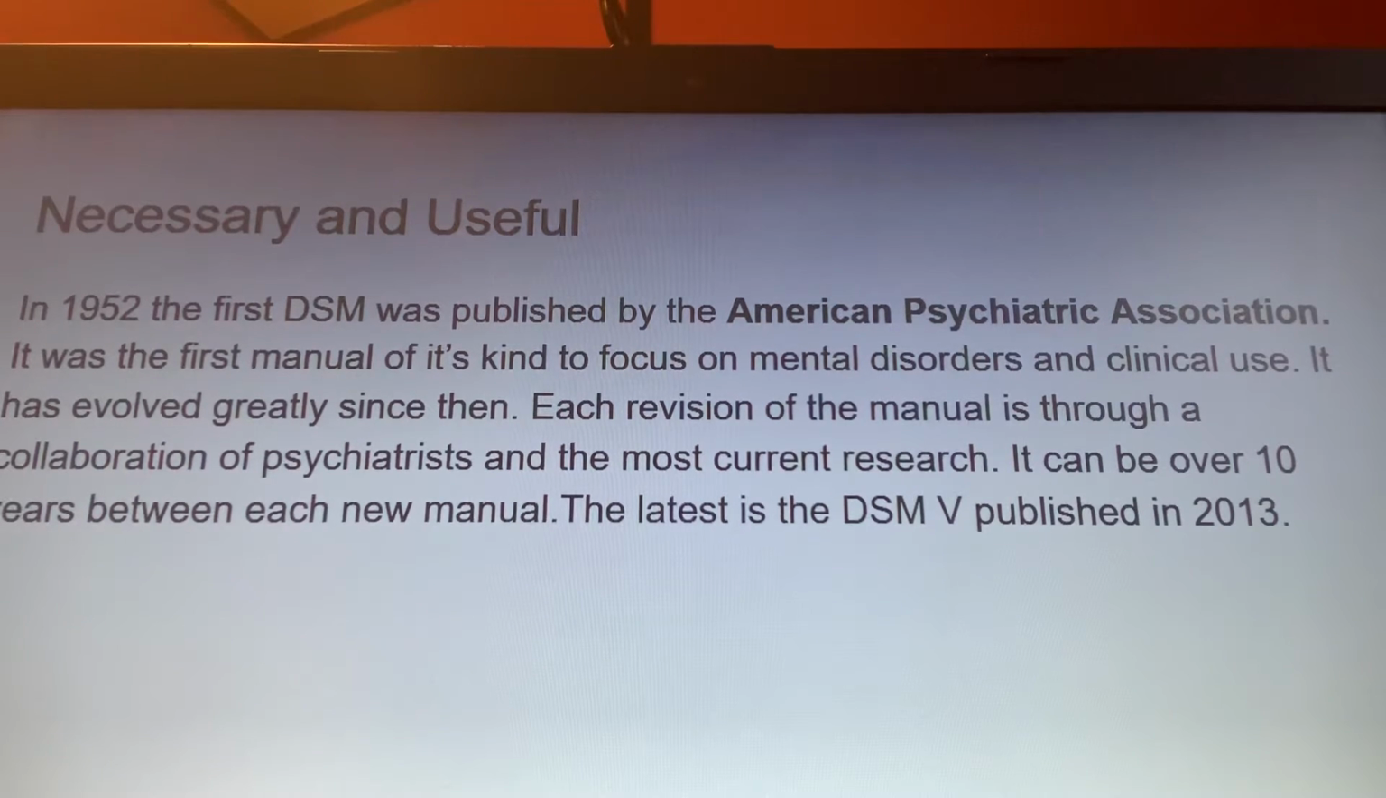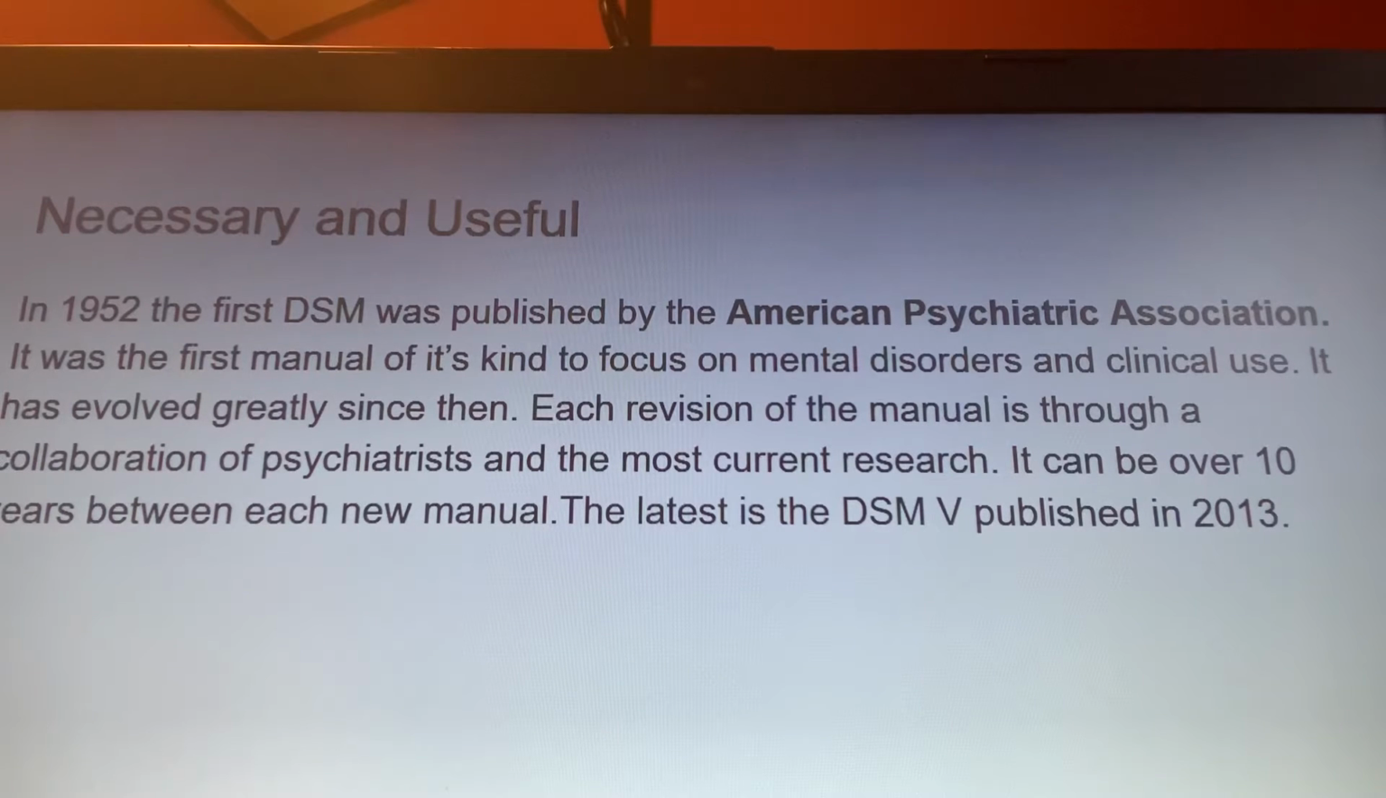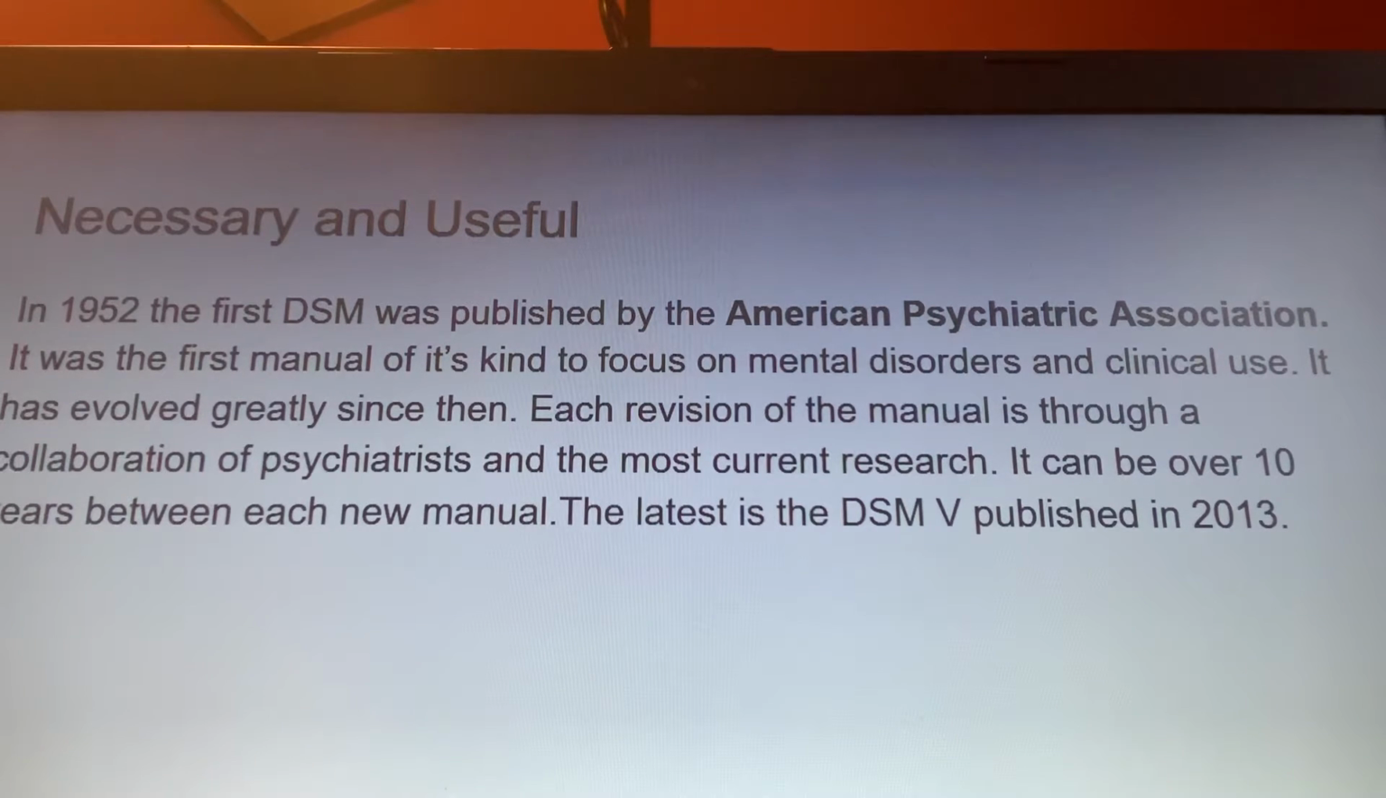The latest, the DSM-5, was published in 2013. It takes many years for them to agree on each section. There's lots of arguments and debate, along with the research about putting this together. Historically, there have been absolute cases where the DSM was blatantly wrong and biased in its diagnoses, and it has a lot of controversy to its history because of this.